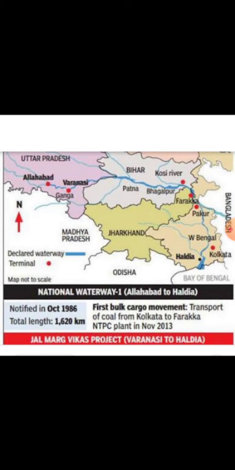Then the second one is National Waterway 2. See the map now. This National Waterway 2 extends between Dhubri and Sadia. Then the third one is National Waterway 3. See the map now. This National Waterway 3 extends between Kollam and Kottapuram, which is in the state of Kerala.